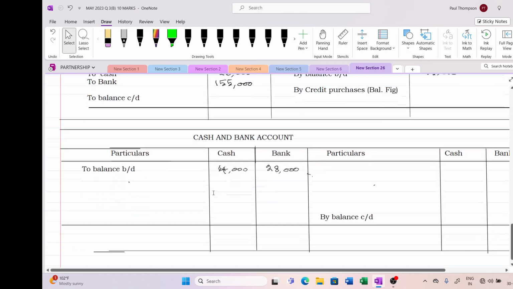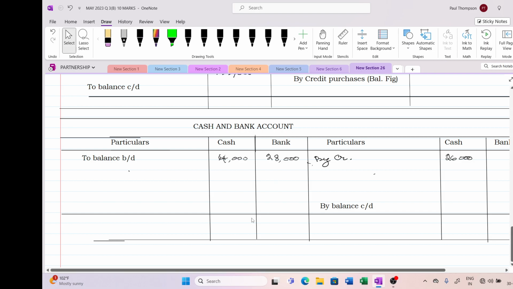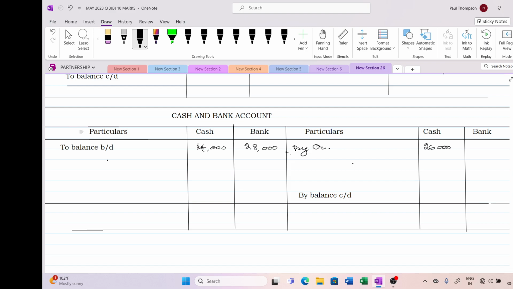Now we have to enter these things into cash and bank account also. Then our double aspect will get completed. So by creditors, the payment made. Creditors I am writing in short, you please don't write it that way. Cash we have paid 26,000 and the bank we have paid. We take this to this page, 1,55,000. So we made the payment of 1,55,000 to creditors.